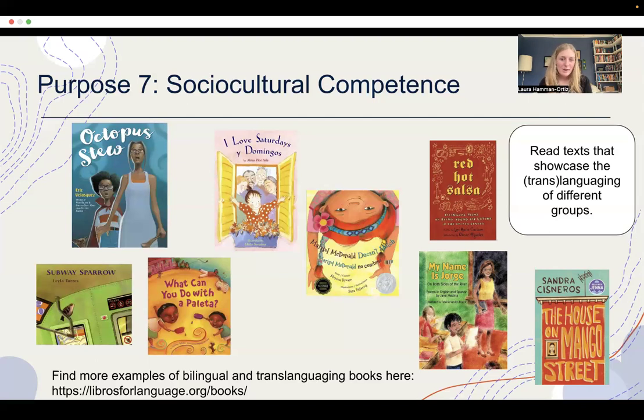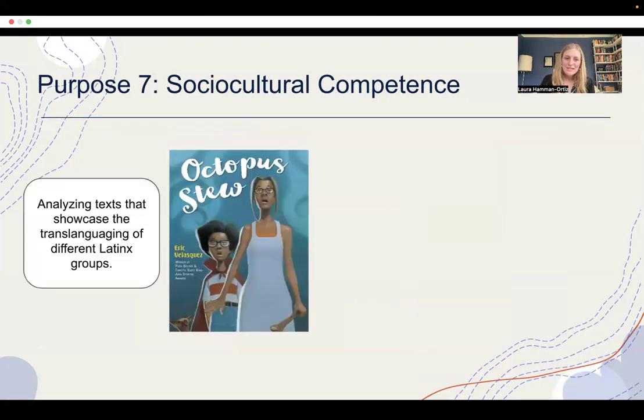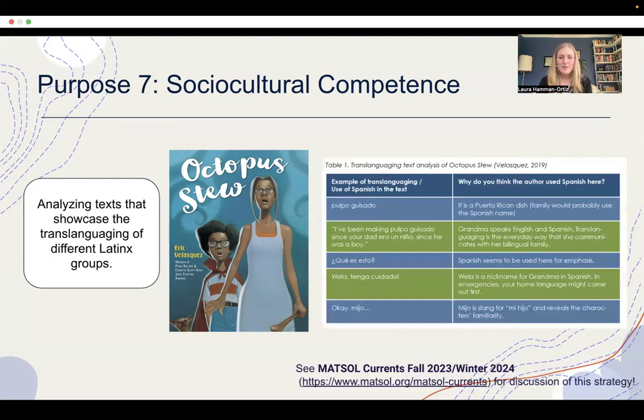And then My Name is Jorge on Both Sides of the River has poems in English and Spanish that are simple, but can be used to really dig deep into how we think about culture and language and power in meaningful ways. In addition to reading texts that showcase these different groups, you can also analyze the texts that showcase translanguaging and think about why the author is translanguaging in the book. What is the purpose of the Spanish use, for example, in this English book? And how is it telling us something about the characters or about the story?